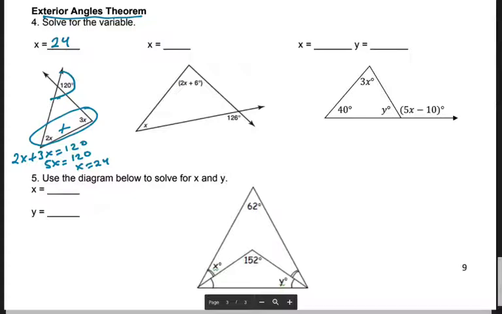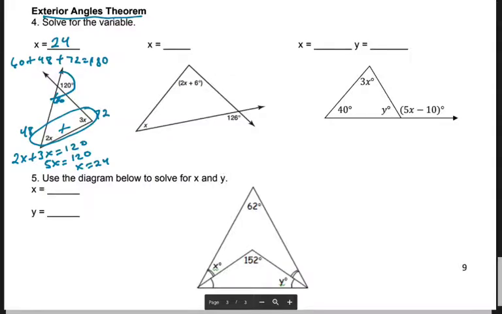And you can plug it in to verify. So if x is 24, this would be 48. And 3 times 24 will be 72. And when you add 72 plus 48, you get 120. You know, because these are a linear pair, this is going to be 60 because those two have to add up to 180. And then you should also notice that the 60 plus the 48 plus the 72 has to equal 180. So there are some ways to check your answer to make sure it's right.